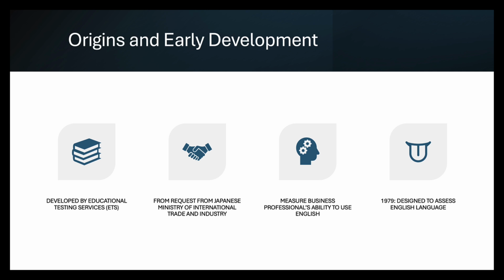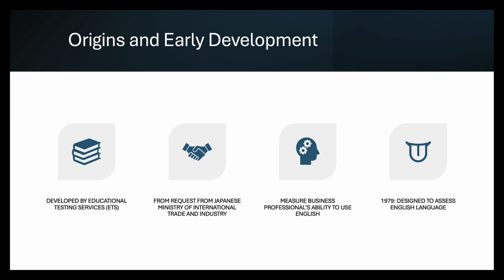Now, the TOEIC test was actually developed because of a request from the Japanese Ministry of International Trade and Industry, which is MITI, in the late 1970s. MITI had recognized that there was a growing need for English proficiency among its Japanese business professionals and sought to have a standardized test that could really accurately measure these business professionals' ability to use English in a business context.